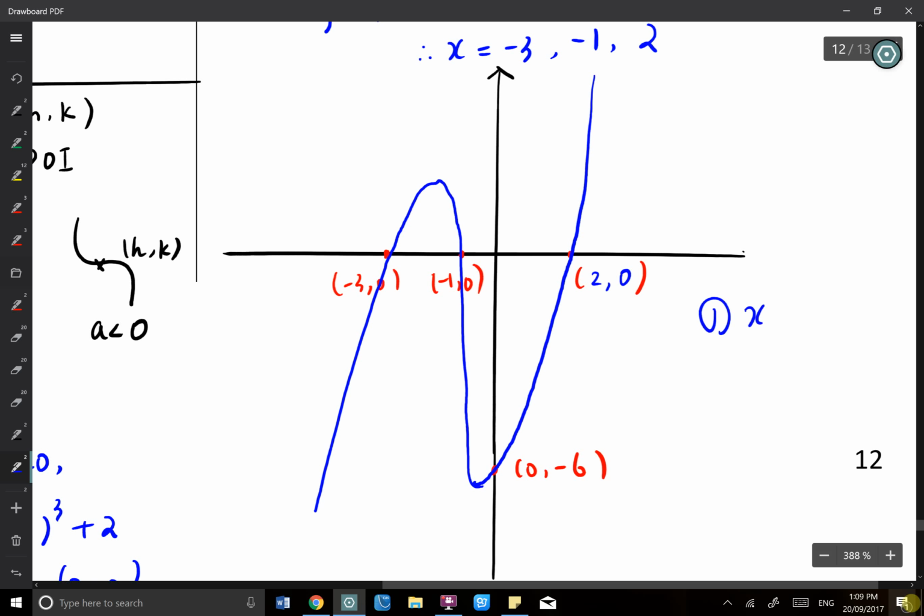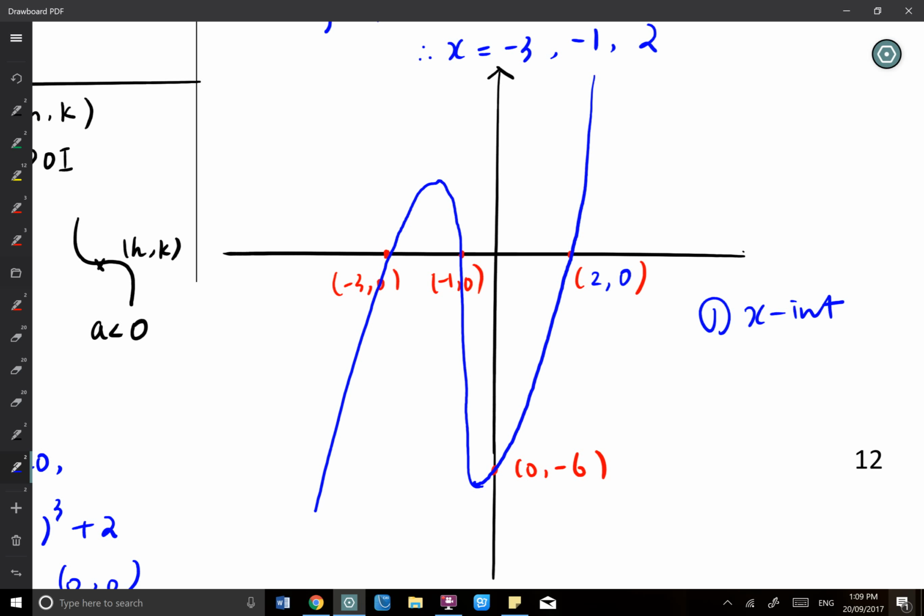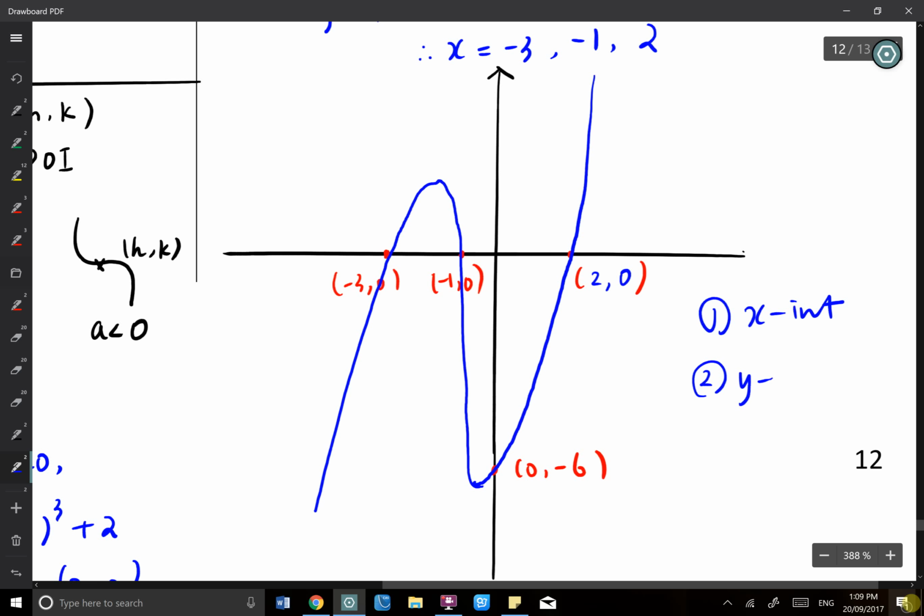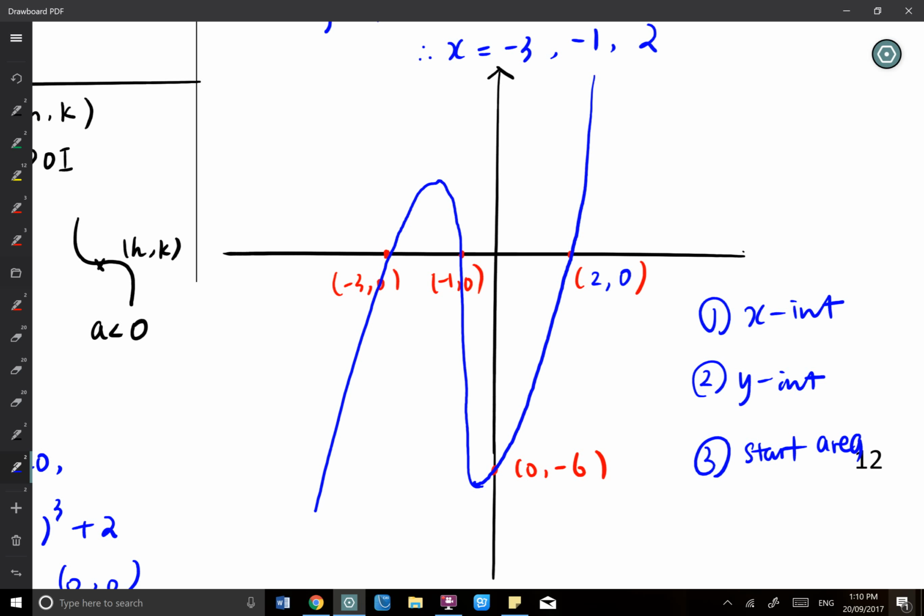So first is the x-intercept. The x-intercept will be done by factorizing the equation and using the null factor law to make it equal to 0. Second, I will use the y-intercept, which is to sub x equals 0 in. And number 3 is to decide where to start. Start from the right top or right bottom. And then how you go through all these points is just go one by one.